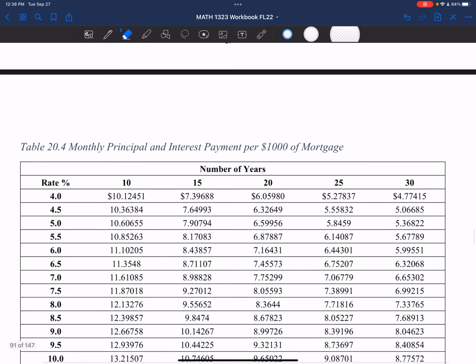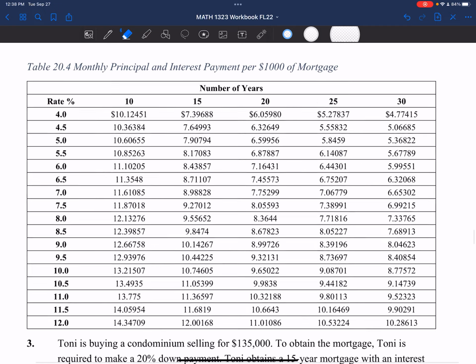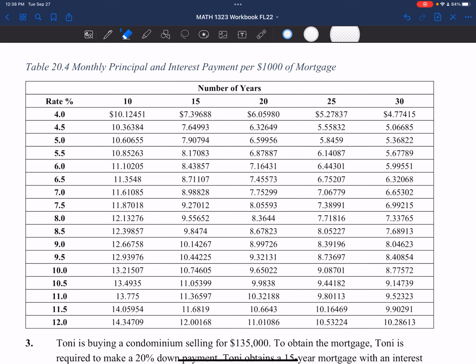It has a different table. This one's going to work a little bit differently because the numbers are so much larger. This table wraps the monthly principal and the interest payment into one number, and is per 1,000 this time. So it's the same kind of use of the table, but we'll actually have less work.